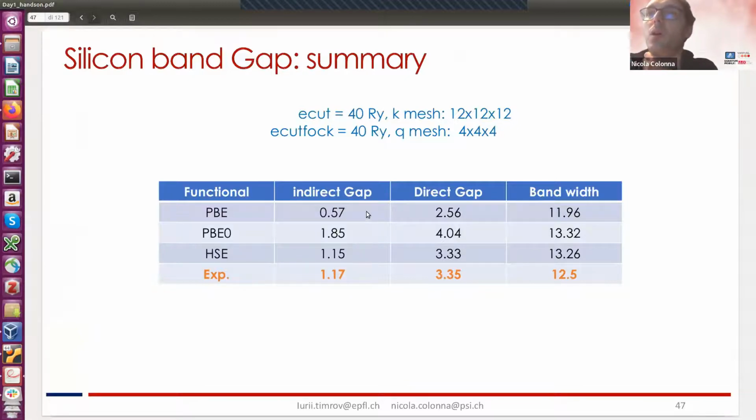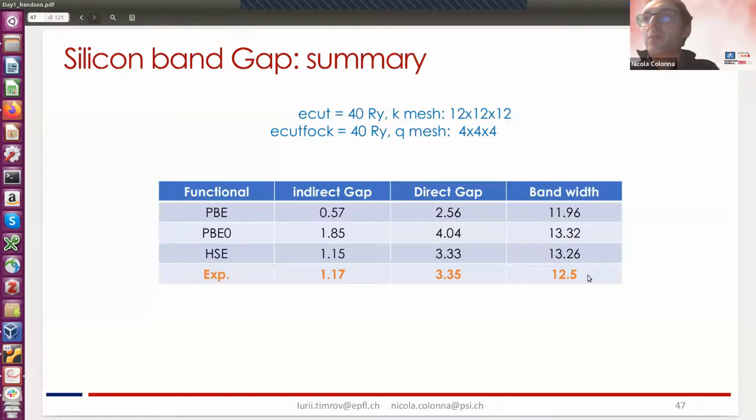So now what we did, we computed the band gap of silicon with the PBE functional, with PBE0, and HSE is still running. Now I just show you a table with a summary of the results that we have. In particular, here you see the indirect band gap, the smallest energy separating the valence from the conduction band, the direct band gap at gamma, which is also relevant in many experiments, and the bandwidth, which is the width of the valence band.